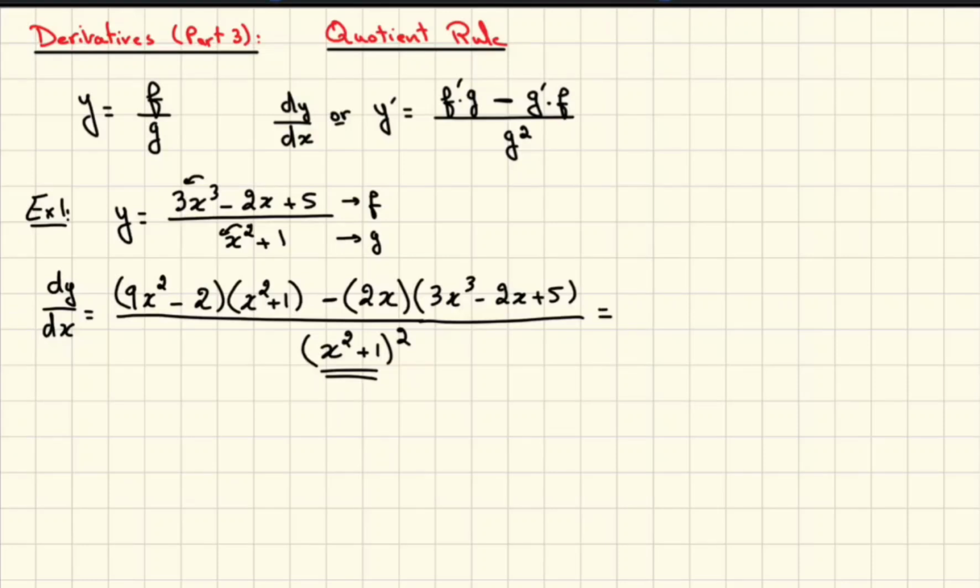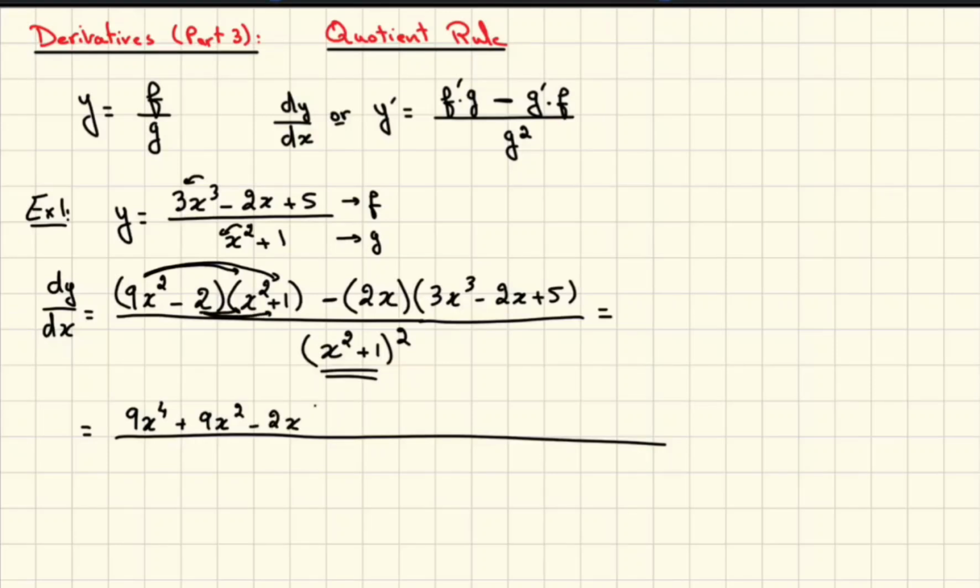Now let's simplify the numerator. We need to distribute. So this over this, we get, I'll write it down, 9x exponent 4 plus 9x squared. Then we distribute the negative 2. It becomes minus 2x squared minus 2. I'm done with the first part.